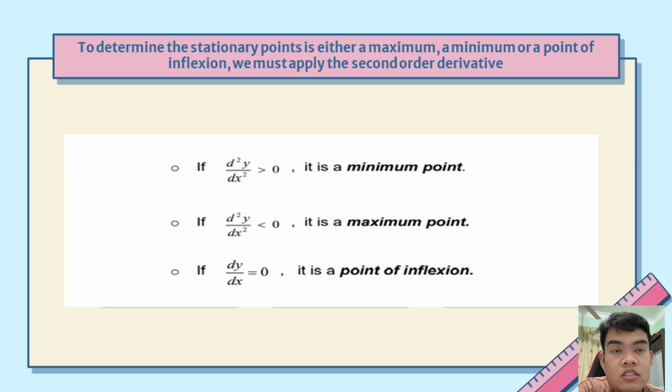So to determine whether a stationary point is a maximum, minimum, or a point of inflection, we must apply the second order derivative. If d square y over dx square is larger than 0, the point is a minimum point. Second, if d square y over dx square is smaller than 0, the point is a maximum point. For the last, point of inflection, if d square y over dx square equals 0, it means that the point is a point of inflection.